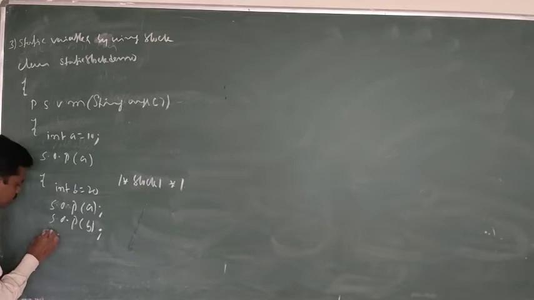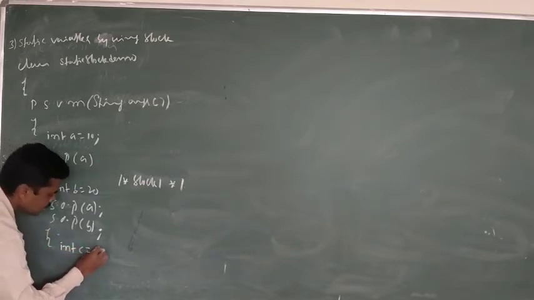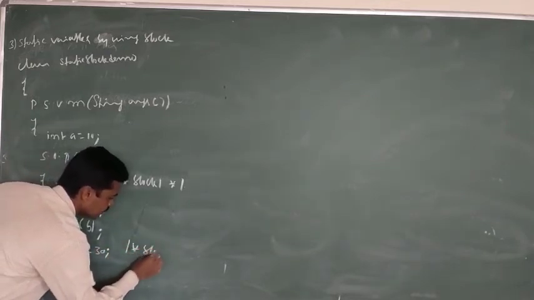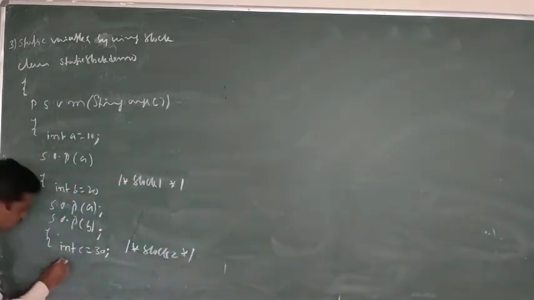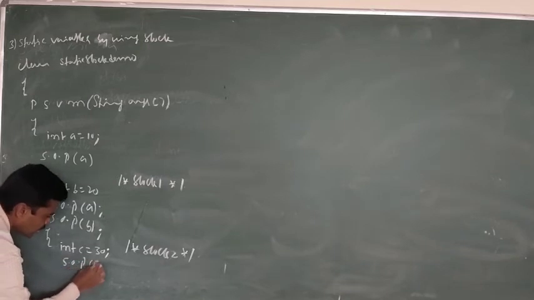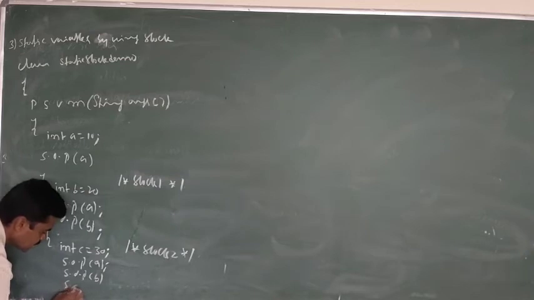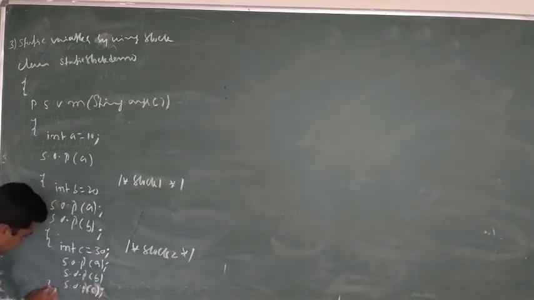So then another block, integer c is equal to 30. This is block 2. Then system.out.println a, system.out.println b, system.out.println c. Then end of the block 2, end of the block 1. Understood?